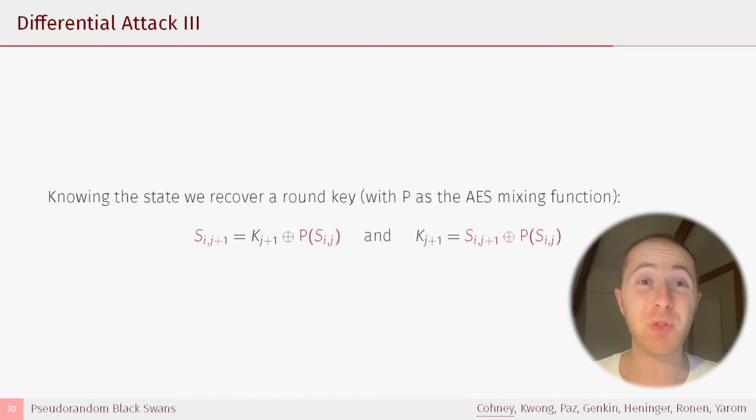We now have all the pieces we need to recover a round key for AES. We take the state from one round and XOR it with the mixing function applied to the state of the previous round. This produces the round key for that round.